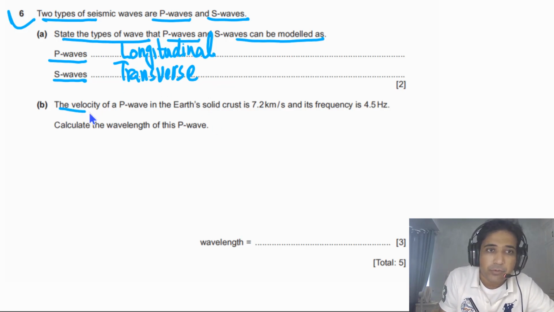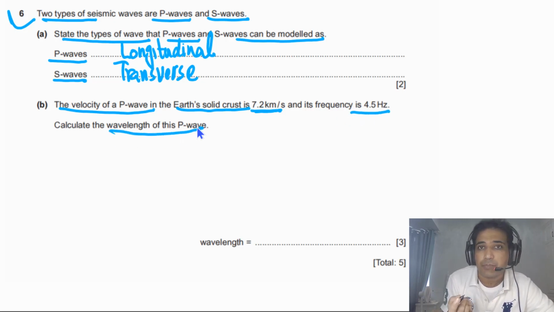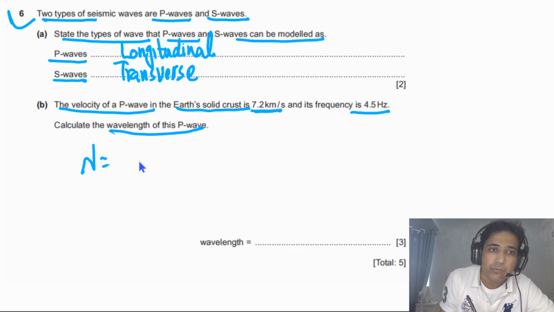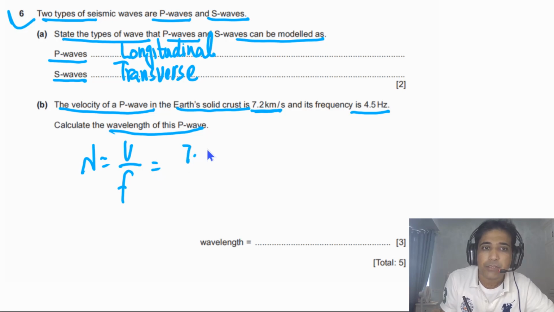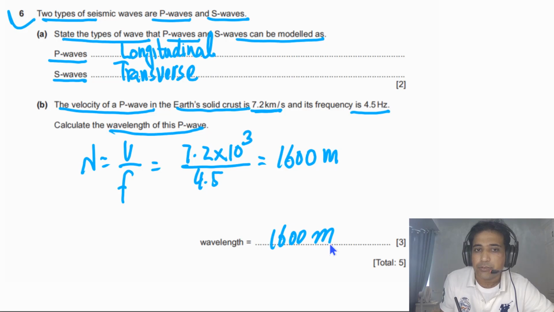For part B, it is given to us the velocity of a P wave in the Earth's solid crust is 7.2 kilometers per second and frequency is this one. We need to calculate wavelength of this P wave. So wavelength, simply we can calculate, this will be equal to V divided by frequency. Velocity is 7.2 kilometers per second, so we have to multiply by 1000 divided by frequency, that is 4.5. If we solve this one up to 2 SF, we will get 1600 meters. So this is the wavelength. So simply we have to write here 1600 meters.